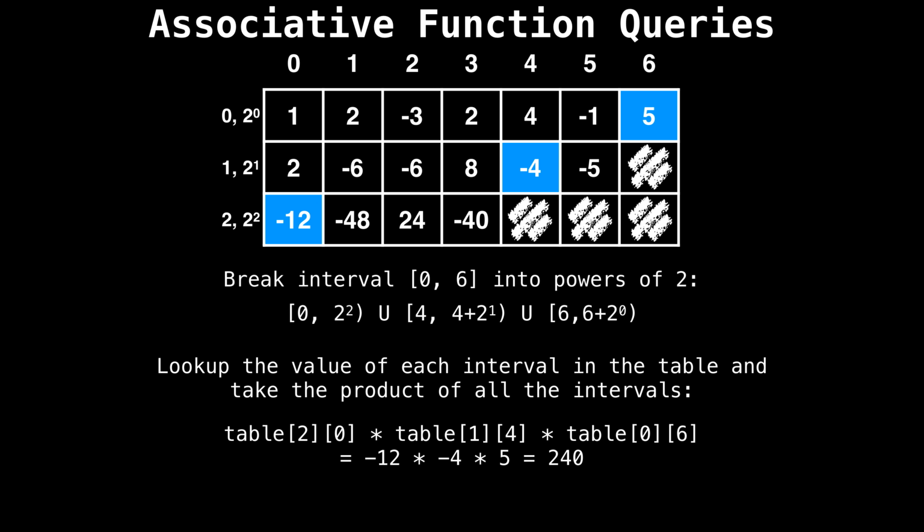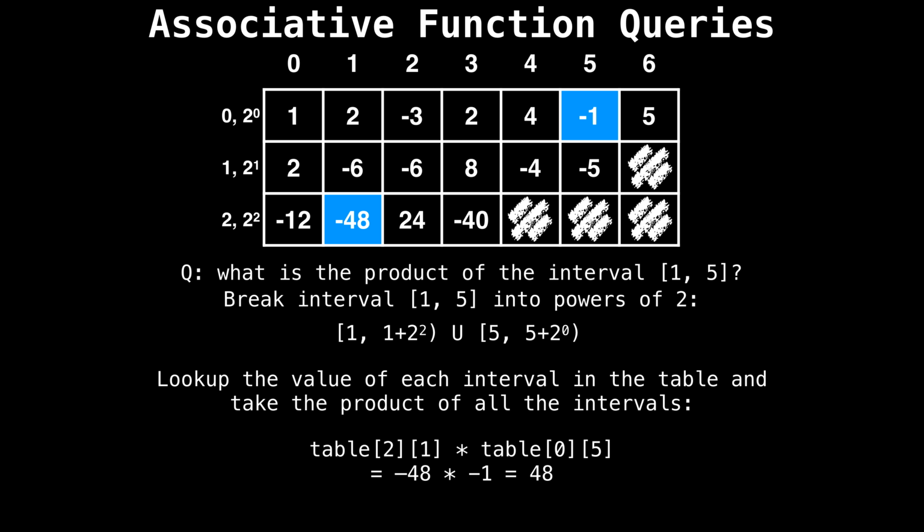For this example, we would do a lookup in the table at row 2, column 0, corresponding to the interval between 0 and 4 non-inclusive, the cell at row 1, column 4 for the interval 4 to 6 non-inclusive, and finally the cell at row 0, column 6 for the interval 6 to 7 non-inclusive. Once we multiply all those together, we get the value of 240, which is indeed the product of all the elements in the array. Let's do another example.